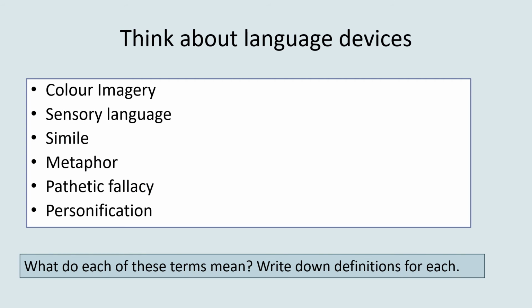So our next step is to think about language devices. We talk about these all the time in school. We talk about similes and metaphors, we talk about personification. What I'd like you to do, please, is have a go at writing down what you think these terms mean. What is colour imagery? What is sensory language? Write down what you think they are. So pause the PowerPoint again and write these down with their meanings.